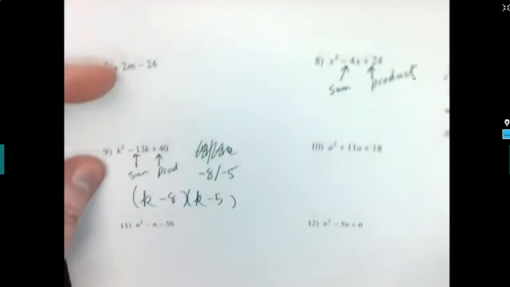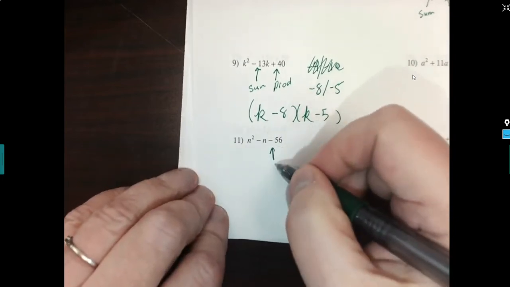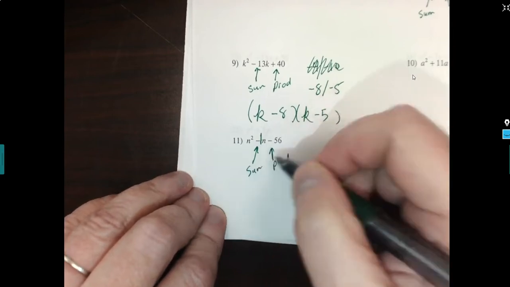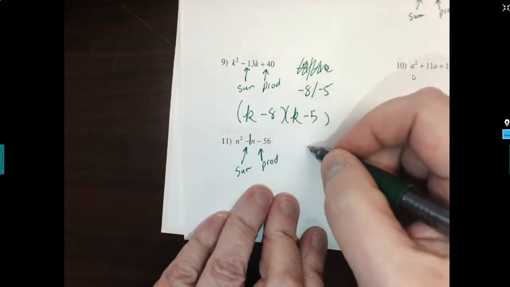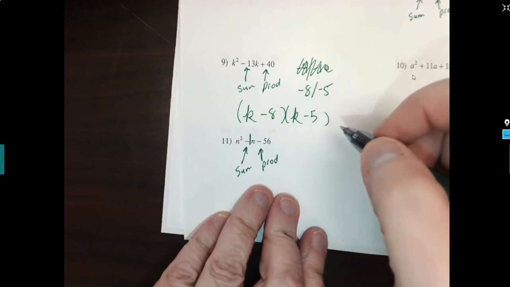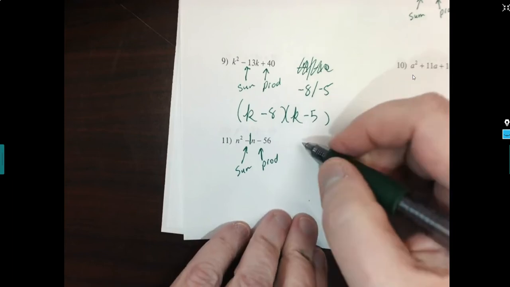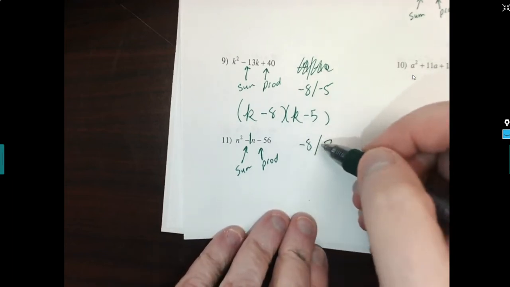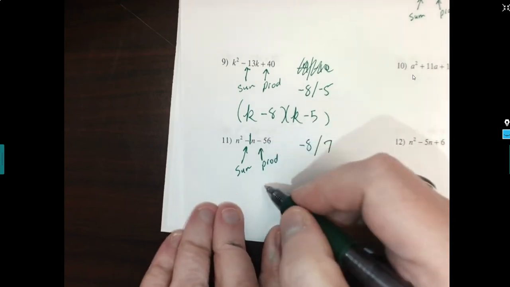Okay, so I'll leave those. No, I might have one more. Okay, negative 56 is what the product has to be, and the sum has to be negative 1. Well, we know that 8 times 7, or 7 times 8, is 56. Now I need the product to be negative and the sum to be negative 1. So I think negative 8 and positive 7 is the combination I'm going to use. When I multiply those together, I get negative 56. When I add those together, I get negative 1.